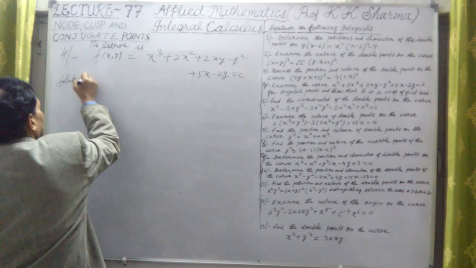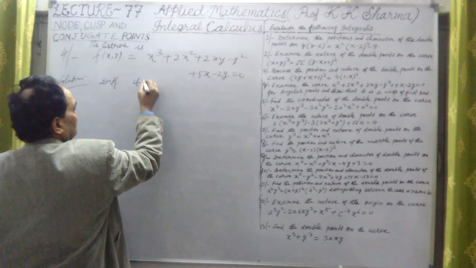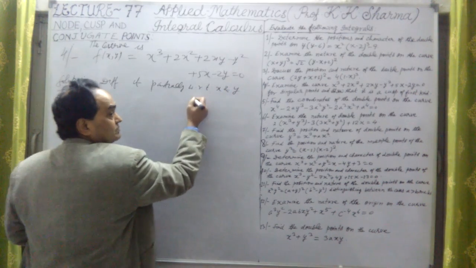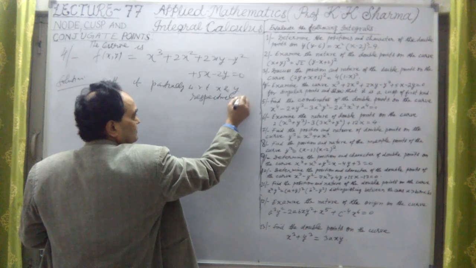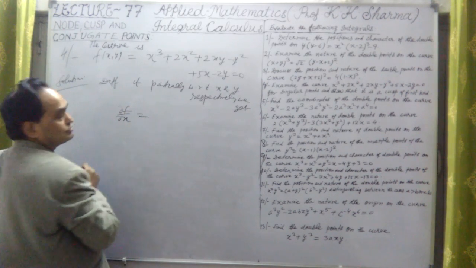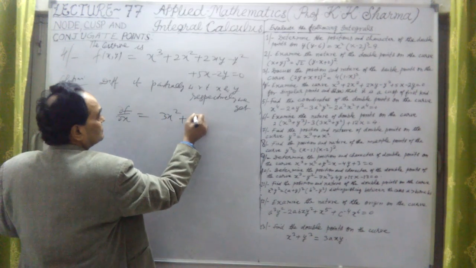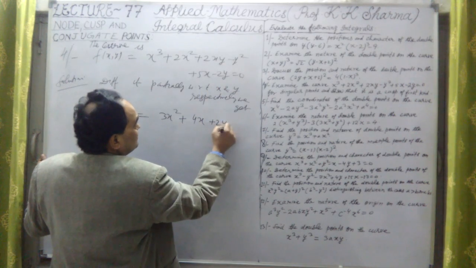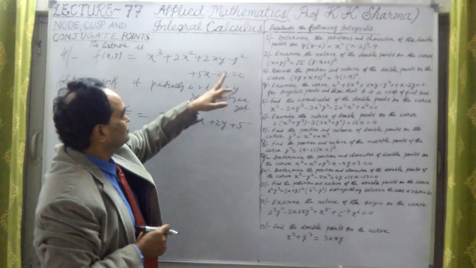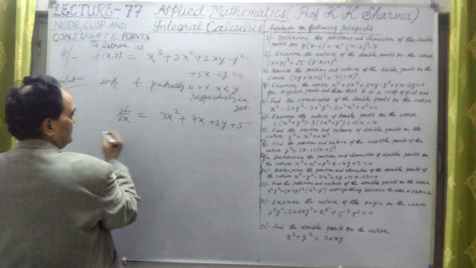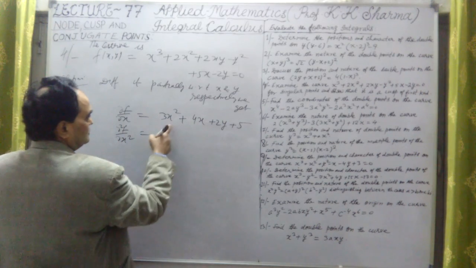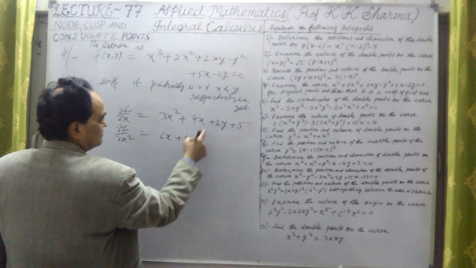Differentiating it partially with respect to x and y respectively, what do we get here? So del f upon del x is equal to 3x squared plus 4x plus 2y plus 5, and the y terms are 0. Then del square f upon del x square, let me calculate. Again differentiating with respect to x, it is 6x plus 4 only.